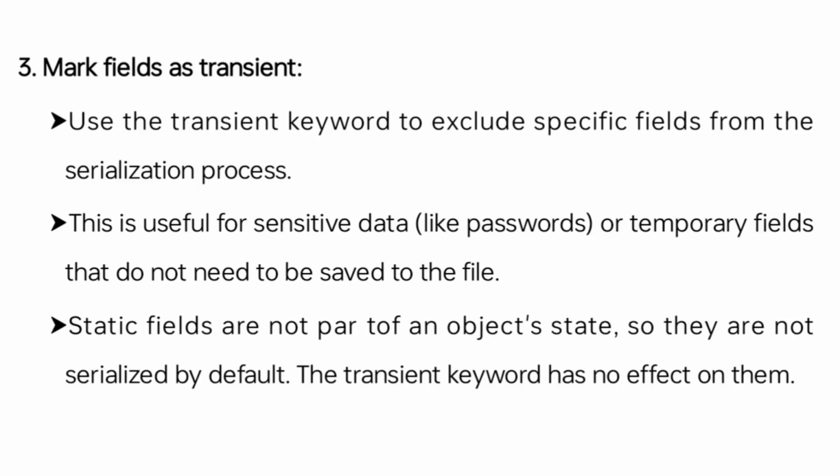Mark fields as transient. Use the transient keyword to exclude specific fields from the serialization process. This is useful for sensitive data like passwords or temporary fields that do not need to be saved to the file. If we do not want to save some information into the file, it should be excluded using transient. Static fields are not part of an object's state, so they are not serialized by default.